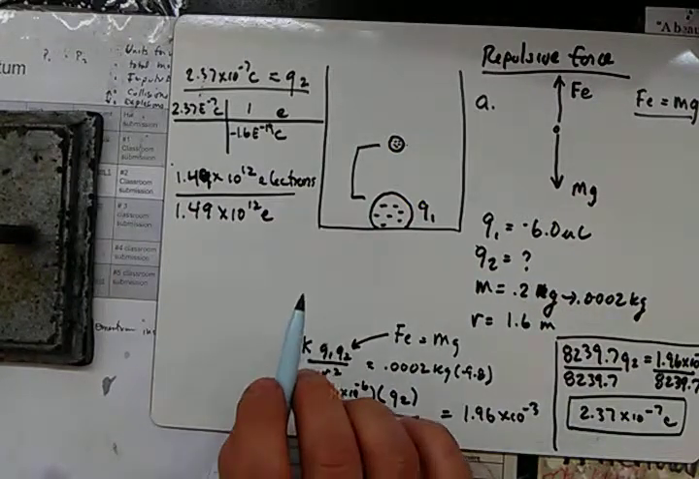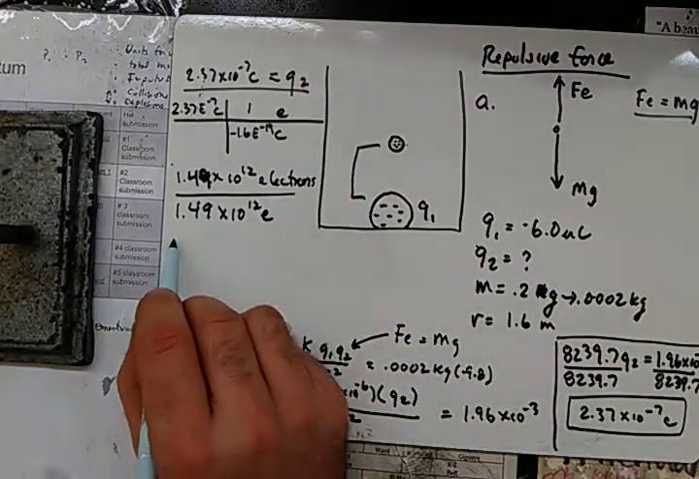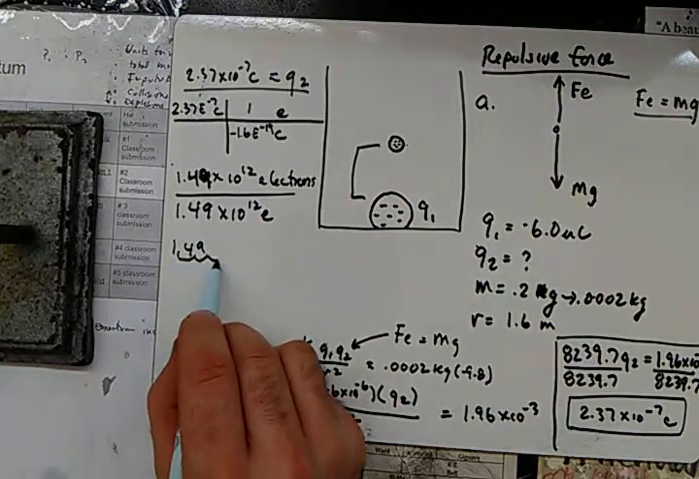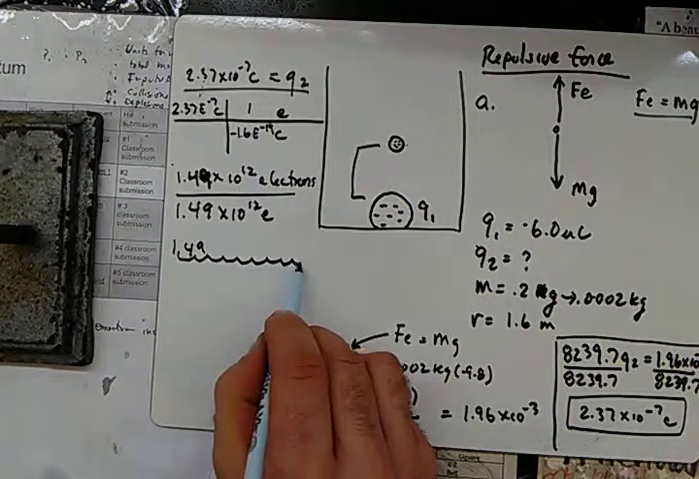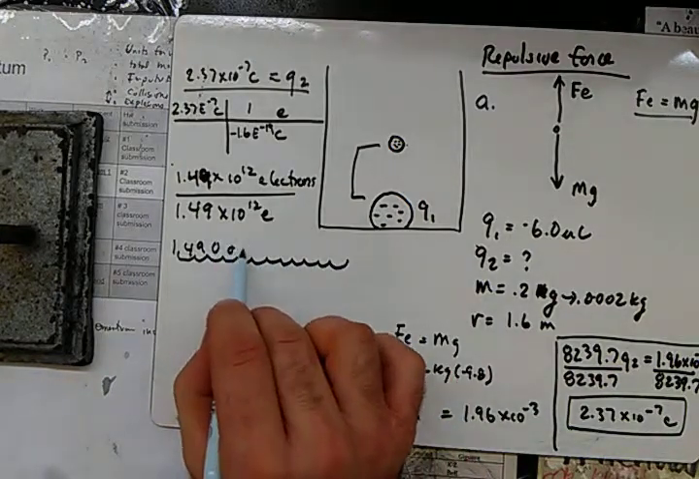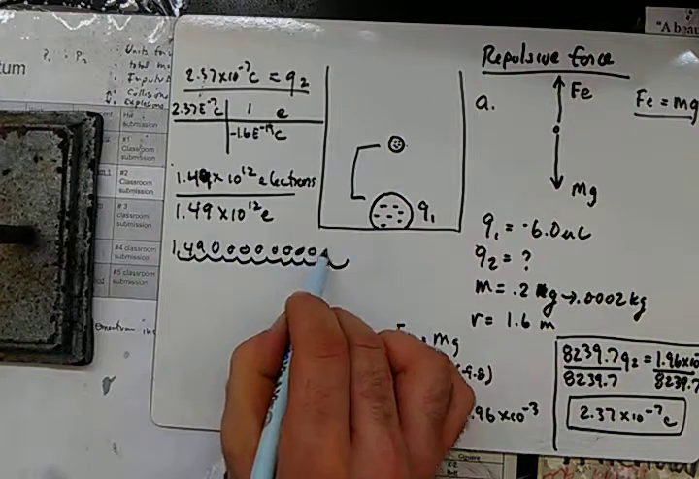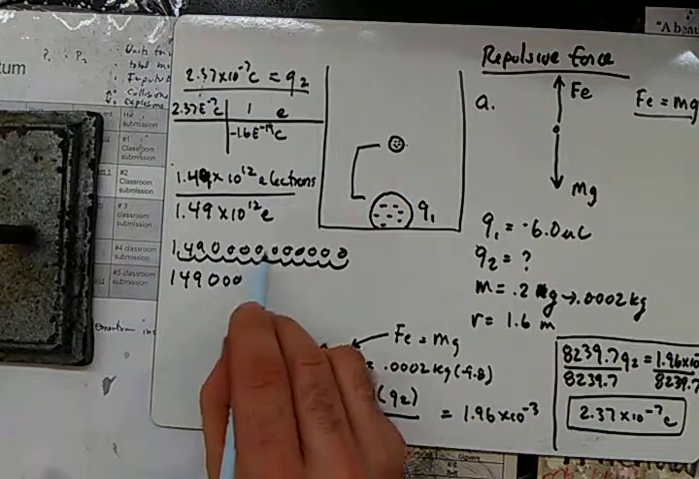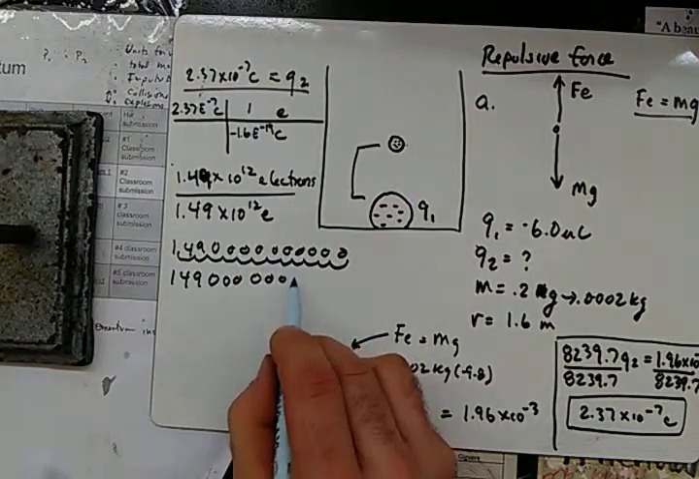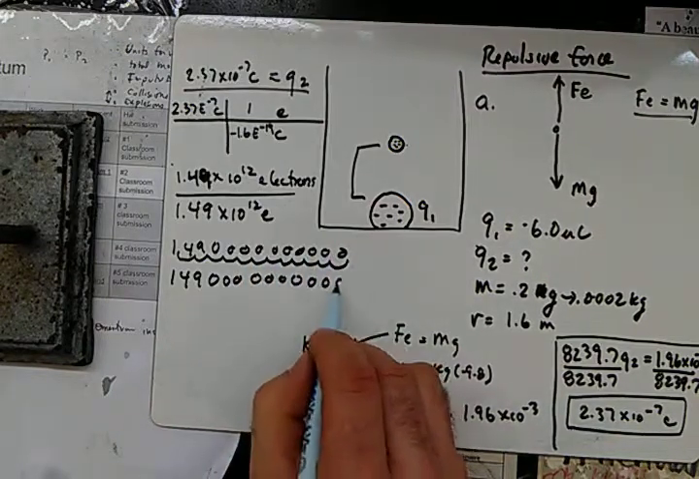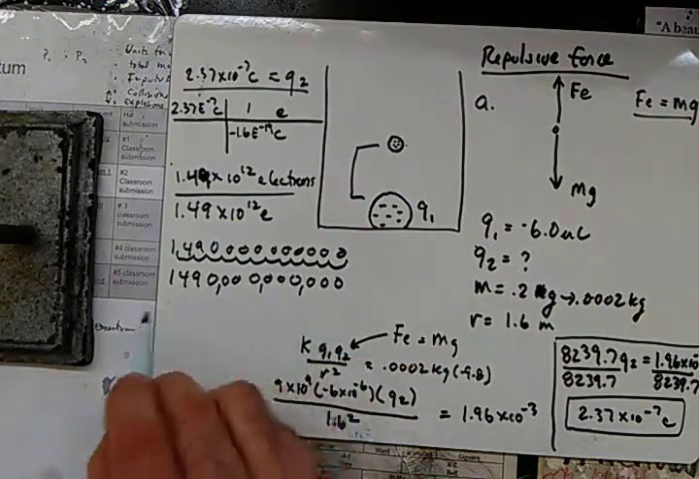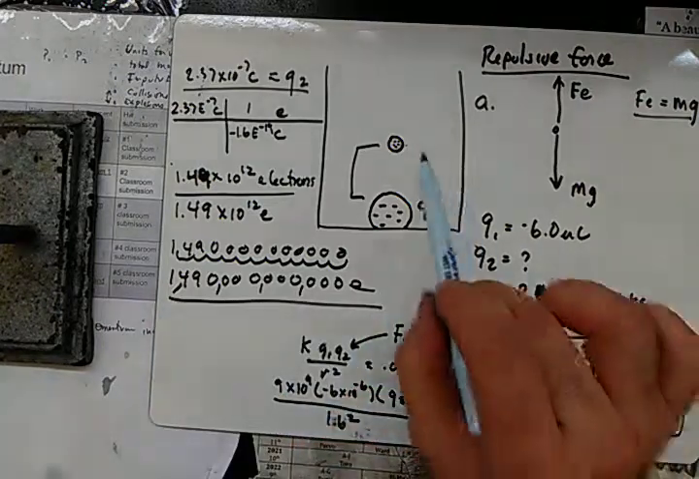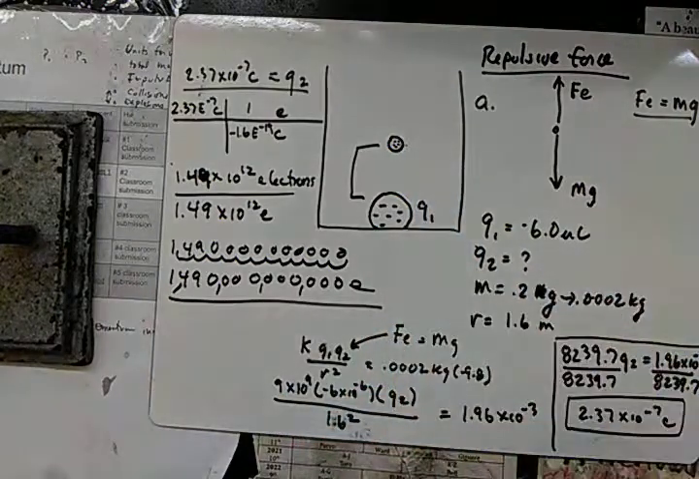That's pretty cool. I can actually write that as a big number to show you what that looks like. So 1.49 times 10 to the 12th. 1, 2, 3, 4, 5, 6, 7, 8, 9, 10, 11, 12. So 1,490,000,000,000. There are this many electrons on that little tiny surface.